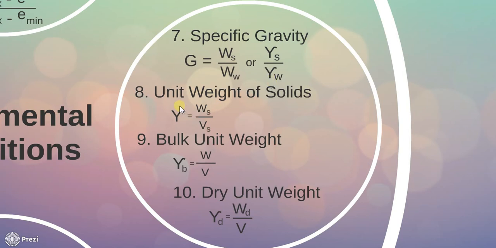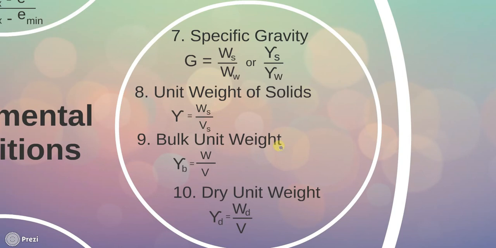Okay, let us go to the next definition, unit weight of solids. Unit weight of solids is defined as the ratio of weight of solids to the volume of solids, and it is denoted by gamma S. So its unit will be kN, kilonewton per meter cube. Let us go to the next definition, bulk unit weight.